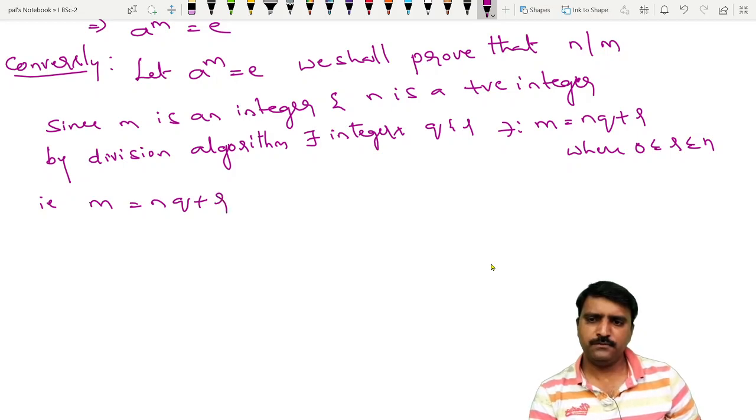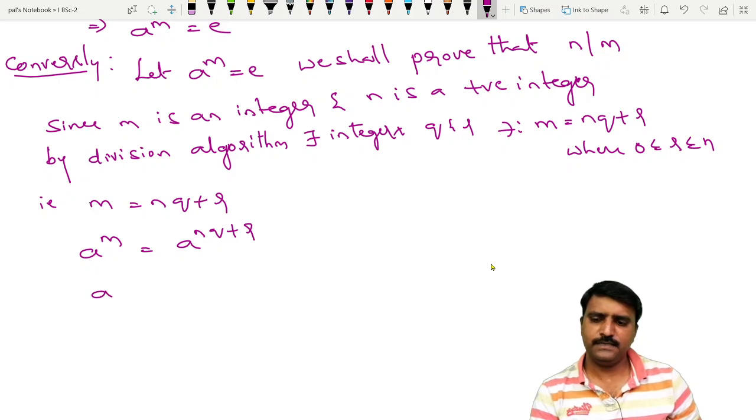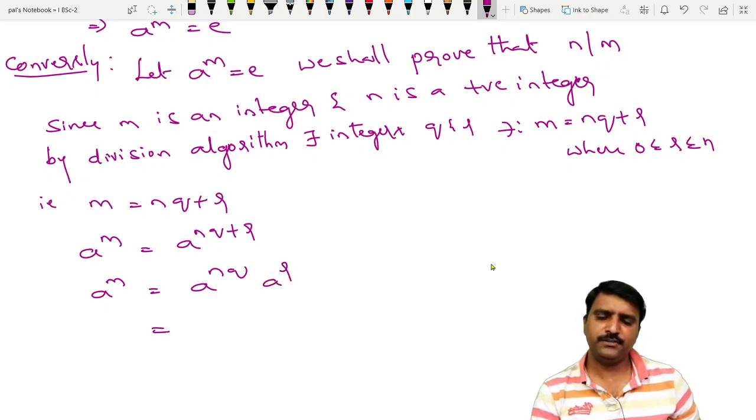Now you take a to the power of m is equal to a to the power of nq plus r. So that is a to the power of m is equal to a to the power of nq into a to the power of r. A to the power of nq can be written as a to the power of n whole to the power of q into a to the power of r, which is equal to e, as all of you know that a to the power of n is e.